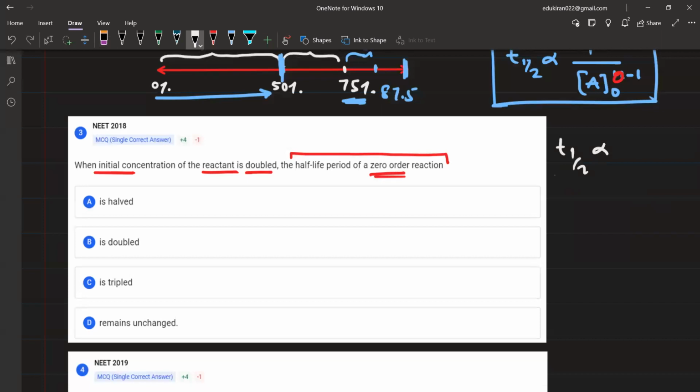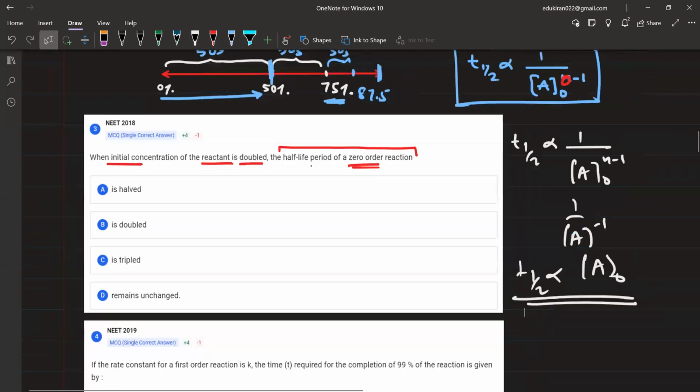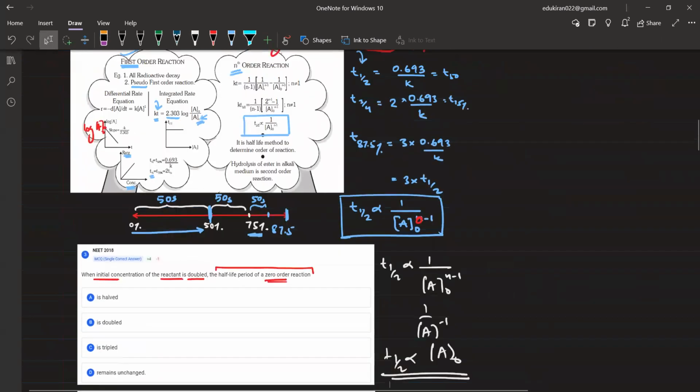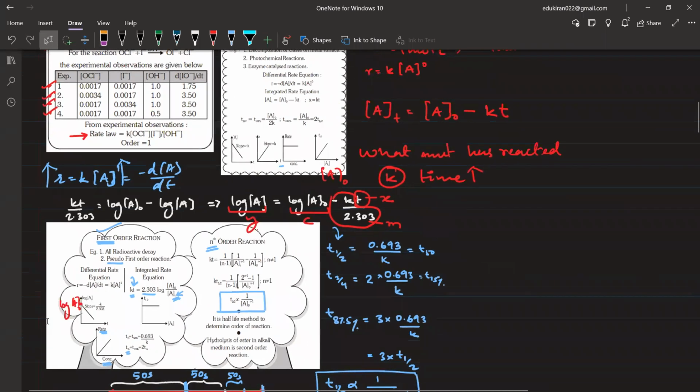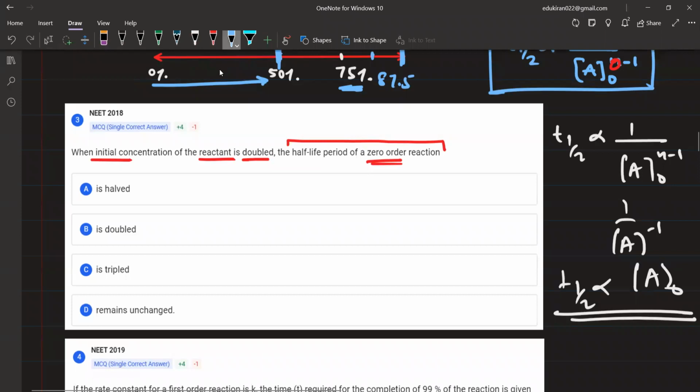T half is 1 upon A naught to the power n minus 1. Now put 0 in n minus 1. So it will become minus 1. So the A naught denominator will go in the numerator: A naught to the power minus 1. So T half is directly proportional to A naught. So for a zero order reaction, it is directly proportional. I hope you have seen here. Okay. So the answer will be, if the reactant concentration is doubled, the half-life will also be doubled.